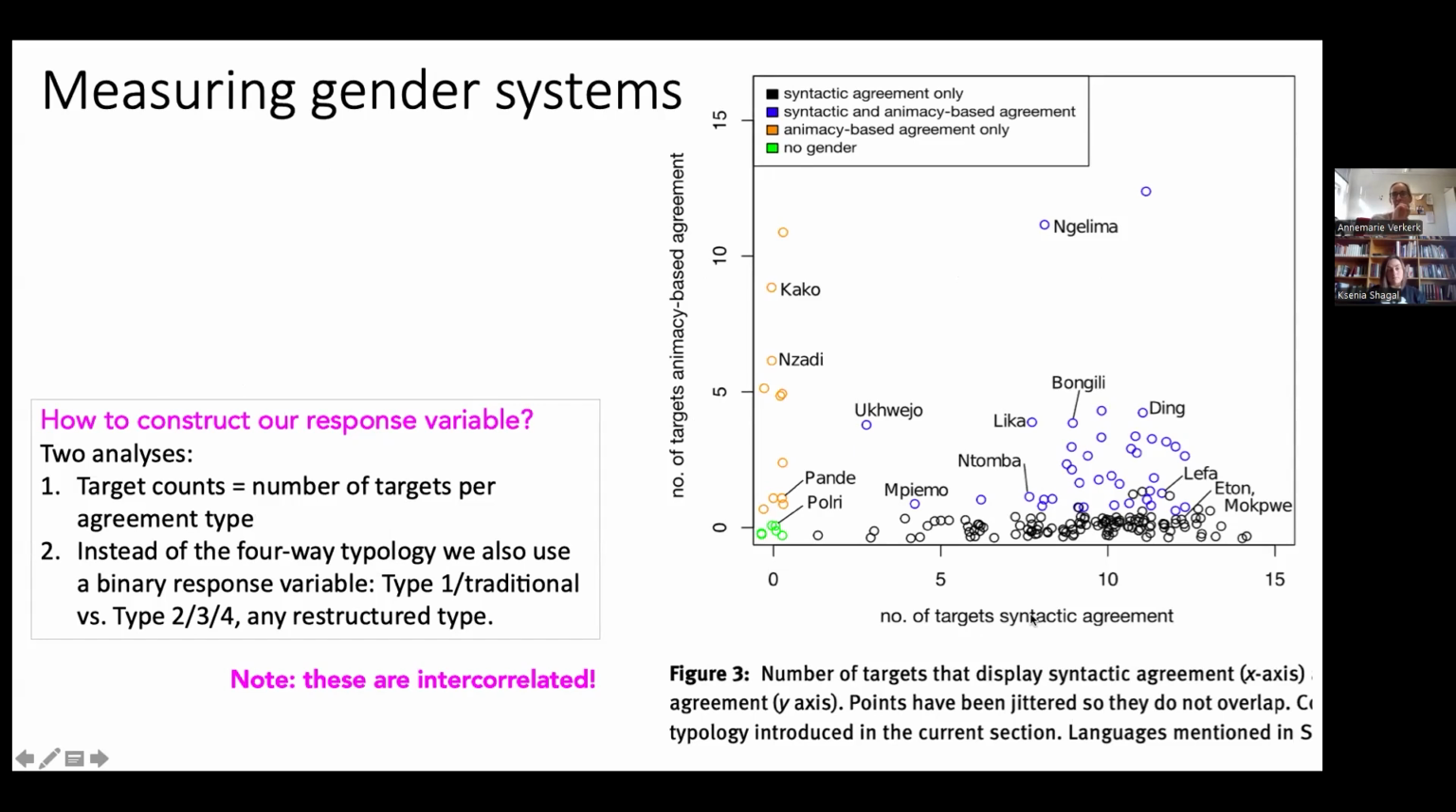We look at what socio-demographic variables can explain the number of targets that take syntactic agreement and the number of targets that take animacy-based agreement. And then here, instead of the four-way typology, we also use a binary response variable where we just contrast type 1, which is the traditional type, versus types 2, 3 and 4, which are languages that have rather limited animacy-based agreement up to no gender left at all.